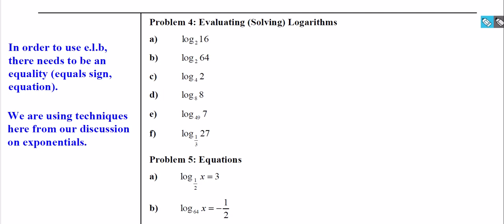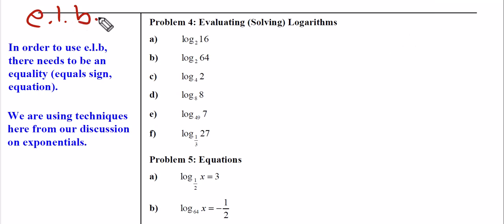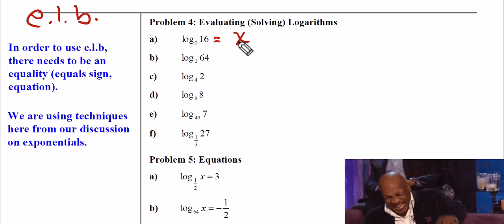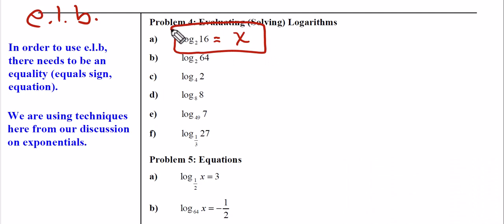I need these, right? When I say ELB, when I say the exponent is the logarithm of the base, that is an equal sign. I need to have equals here. So I need to do equals something. Well, we're evaluating, we're solving. We're just solving for x. So the answer is not x. That's not the answer. This is the original problem. Okay, log base 2 of 16 equals x.